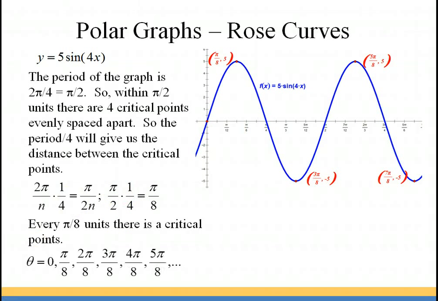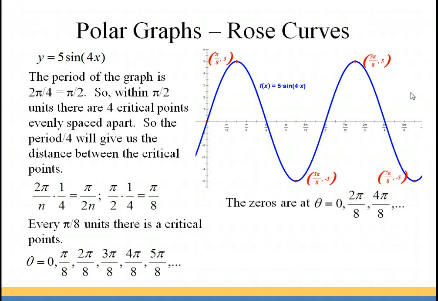Okay, so what we want to do is list out all our critical points. 0, pi over 8, 2 pi over 8. So here's pi over 8. 2 pi over 8 is the same as pi over 4. 3 pi over 8. Then we have 4 pi over 8, which is the same as pi over 2. Then if we wanted to, we could go another period and keep going.